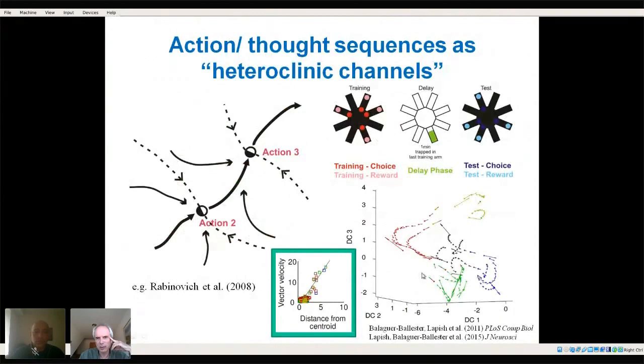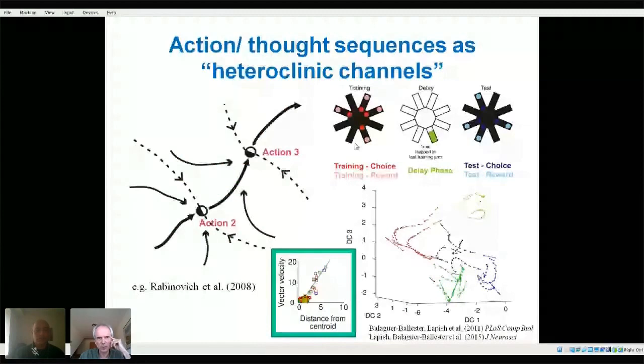So this is one of the results from many years ago from our own group, Emili Balaguer-Ballester at the time, in collaboration with Christian Lapish and Jeremy Seamans. We looked at this multiple item working memory task, details not important here, and found, for instance, this typical pattern that you would expect for a heteroclinic orbit, with trajectories moving in fast and then slowing down and then progressing fast again.